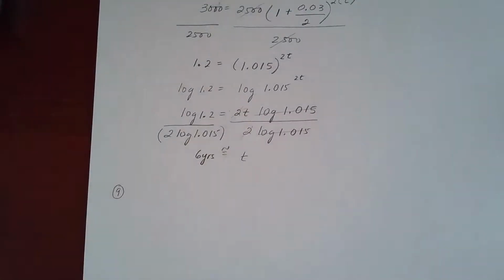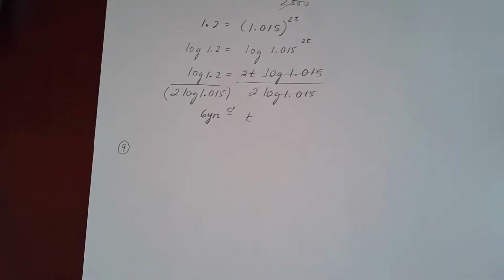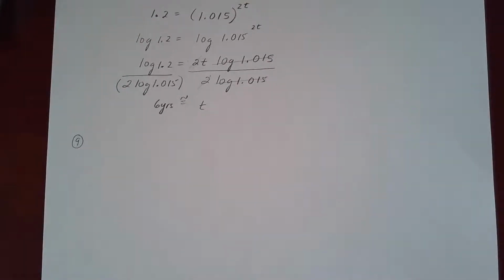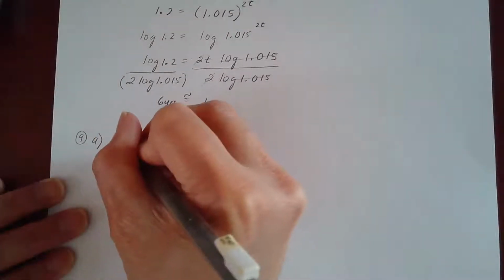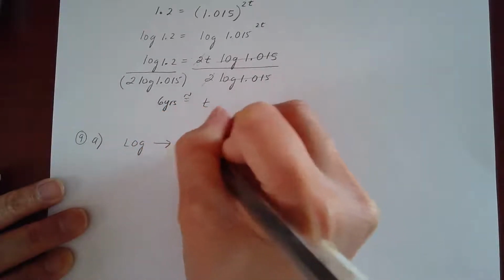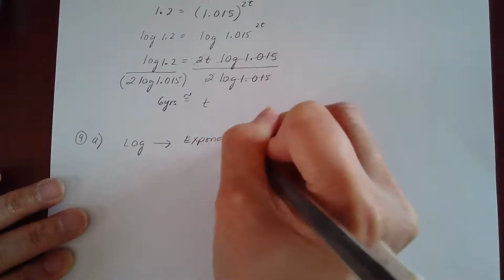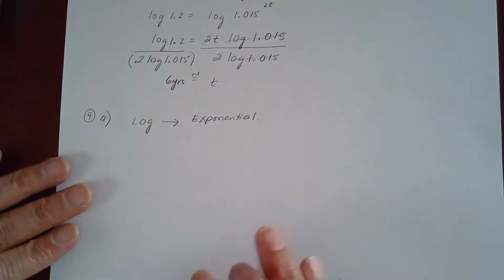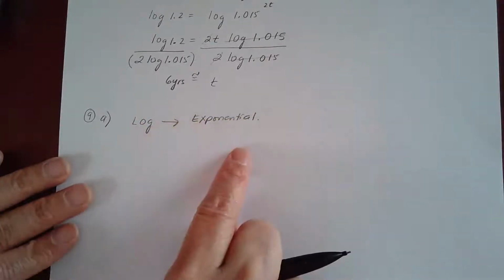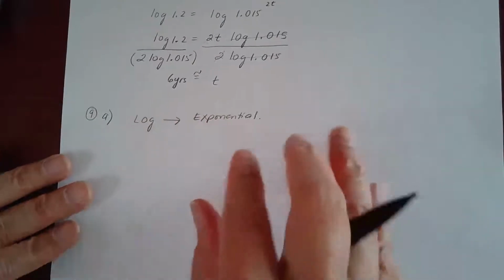Now let's take a look at question number 9. If you have your book with you, you can have the book open and we can look at this one together. Question 9a is to write each logarithm as an exponential function, right, from logarithm to exponential. This is a nice practice to change from logarithm to exponential, and then we're also going to do exponential to logarithm.